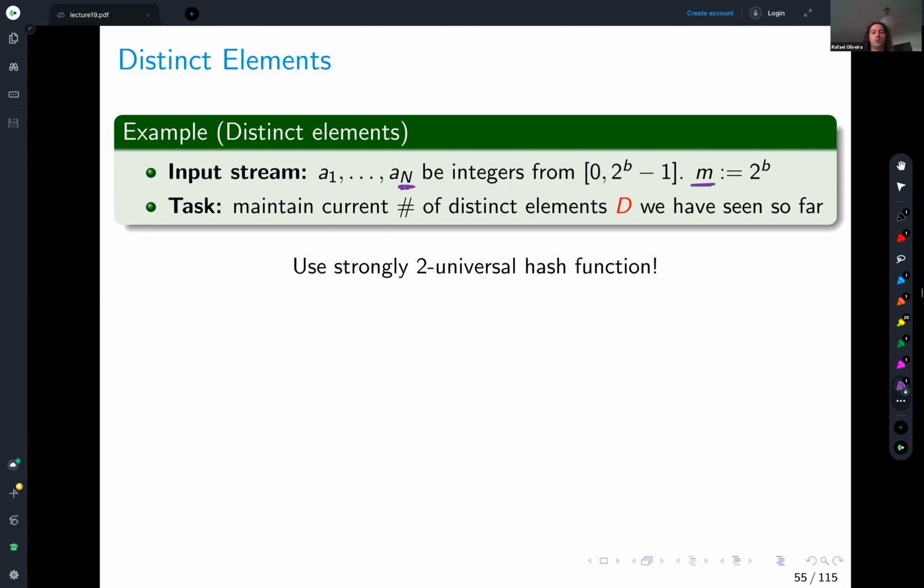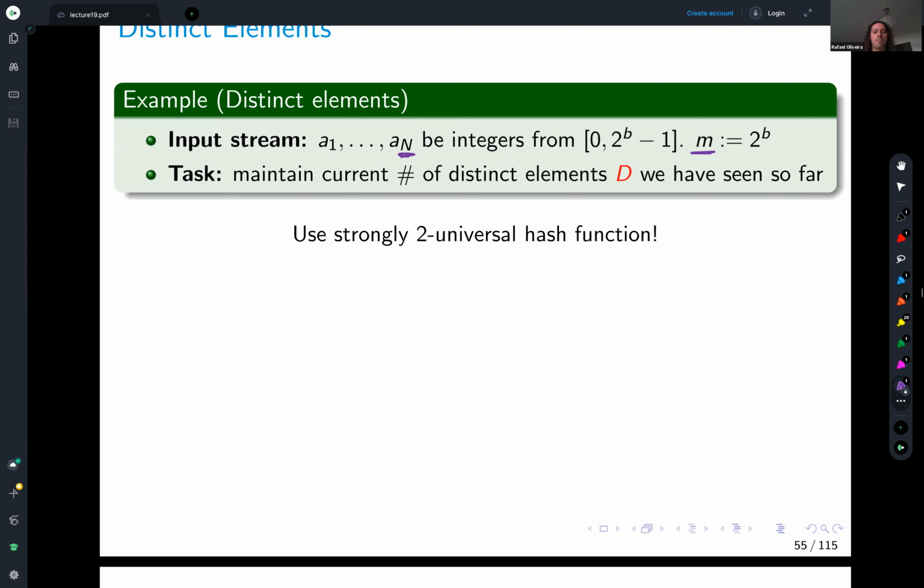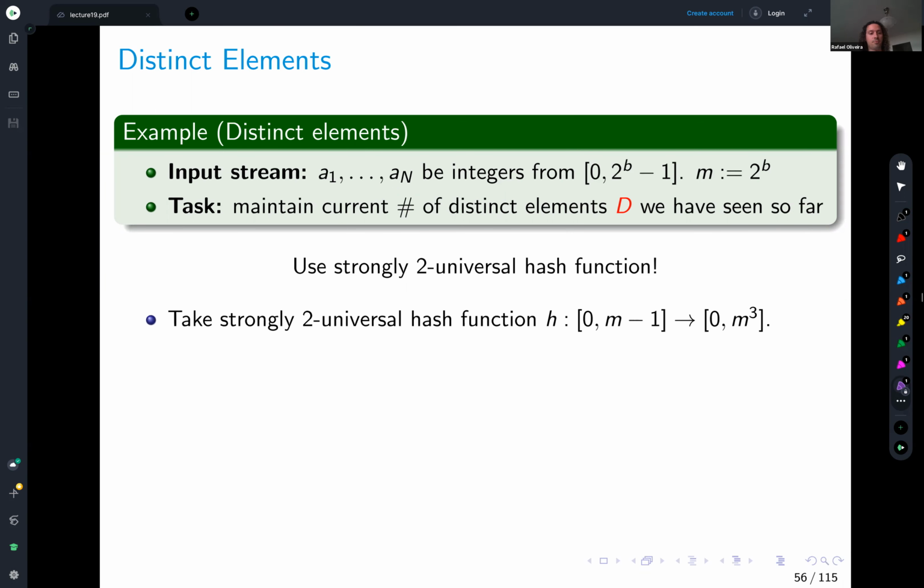We're going to use strongly 2-universal hash functions. And what's the idea? Instead of mapping 0 to m minus 1 to something smaller, which is what we usually have, we're actually going to map to something bigger. It may sound counterintuitive and confusing, but it will be quite clear in a bit why we want to do this.